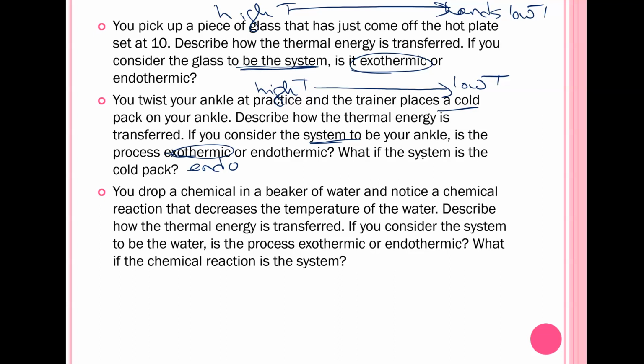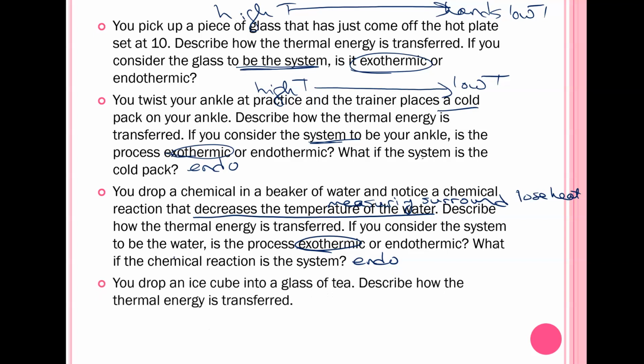You drop a chemical in a beaker of water and notice a chemical reaction that decreases the temperature of the water. This is what I'm measuring. This is the surroundings of the chemical reaction. Describe how the thermal energy is transferred. Well, the water is the surroundings. It's giving up heat. Its temperature is going down. The surroundings are losing heat. That means the surroundings, the water, is exothermic. The chemical reaction is the system. The surroundings are giving up the heat to the chemical reaction. It is endothermic.